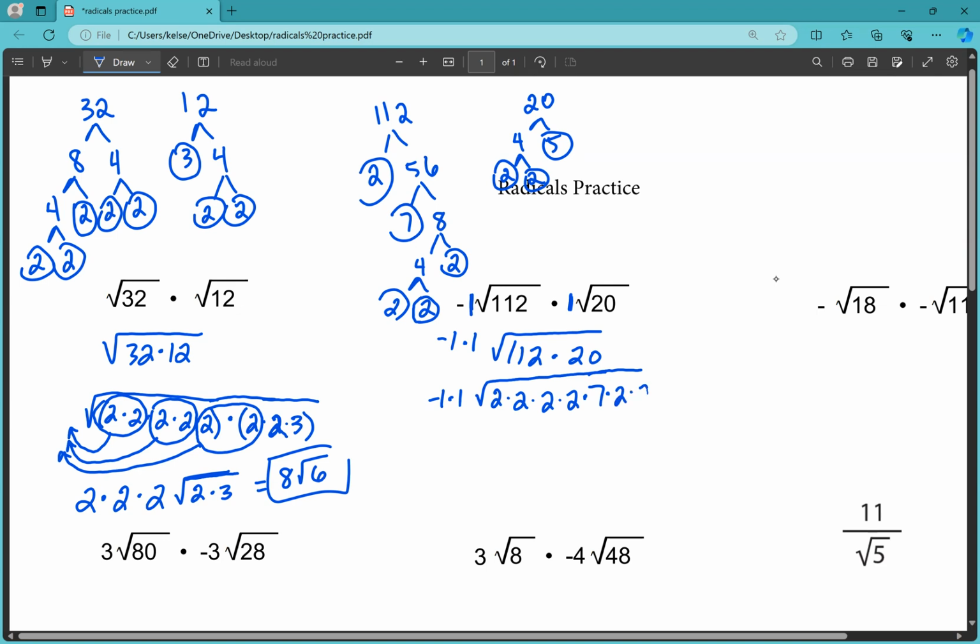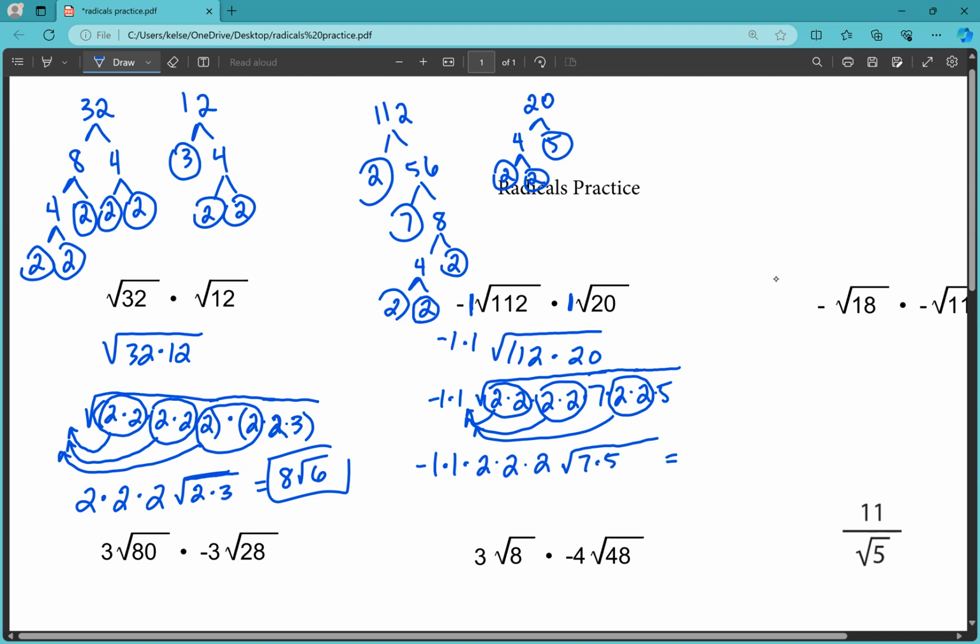So put those there. All right, and so now the 2, another 2, and another 2, because we have pairs. So remember, those are each going to send out a single 2. So you have -1 times 1 times 2 times 2 times 2. And then inside the square root, we have a 7 and a 5 left over.